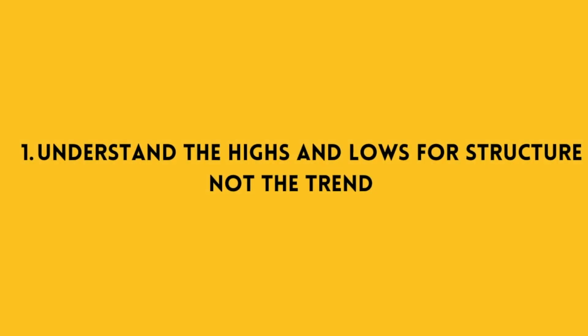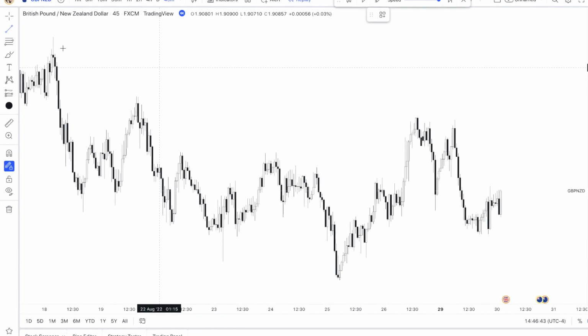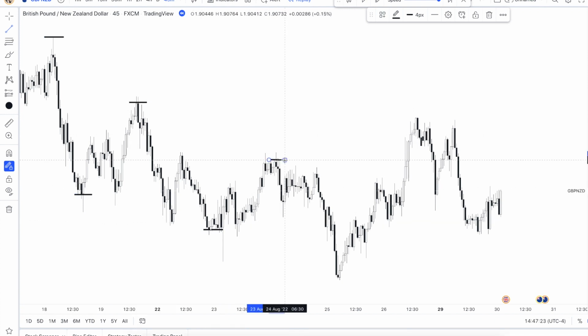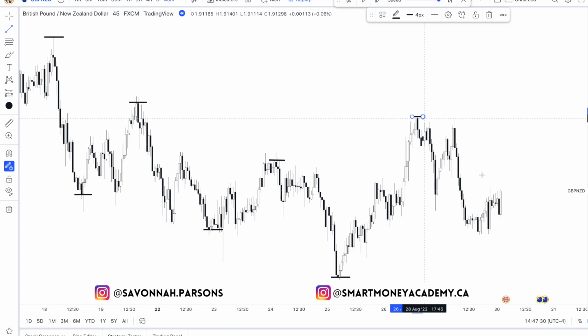concepts. Number 1, understand the highs and lows for structure and not the trend. And here, we're going to explain. Okay, so where's the highs and the lows on the screen? They are here, here, here, here, here. So this is the structure.